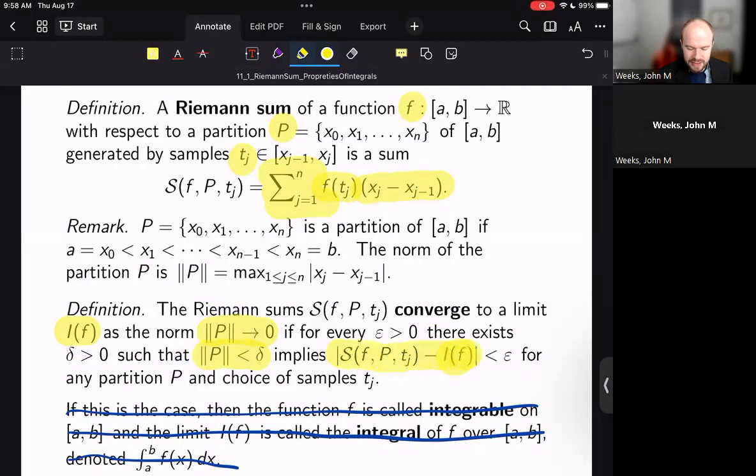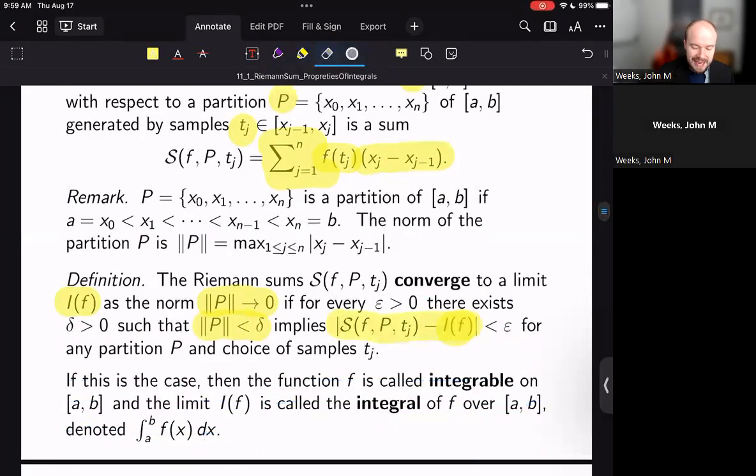So this is what we're trying to show when we're trying to do a convergence, that the Riemann sum is approaching this limiting value of what we're hoping to call the integral of f. It is not always the case that every function has this happening. If it is the case that you get this limiting value, then the function f is called integrable on the interval from a to b, and the limit I of f is called the integral of f over the interval from a to b. And we denote it like we are used to denoting it from before, the integral from a to b of f of x dx.